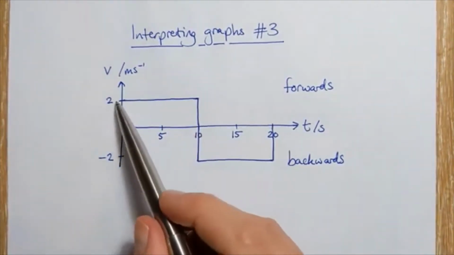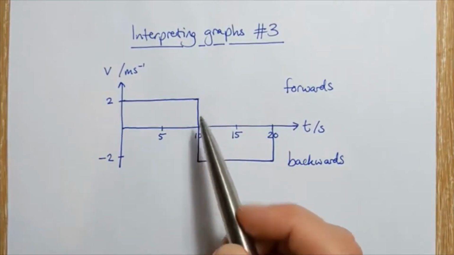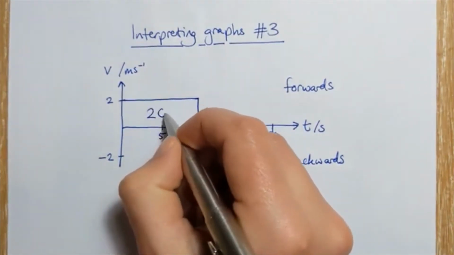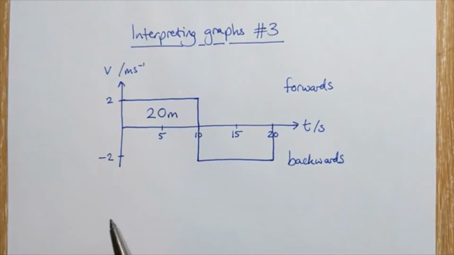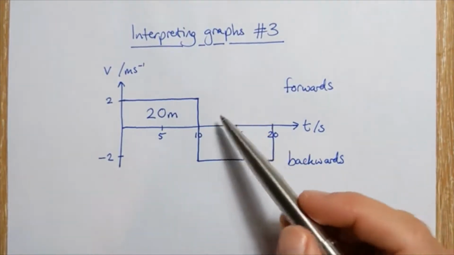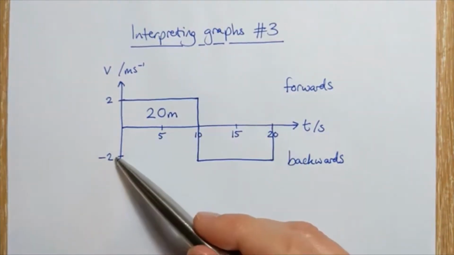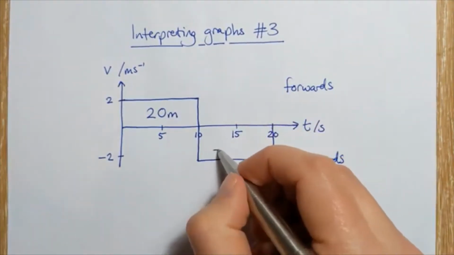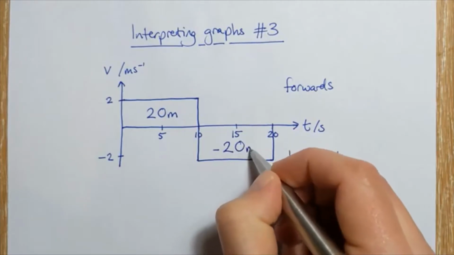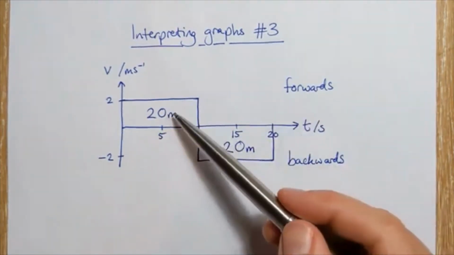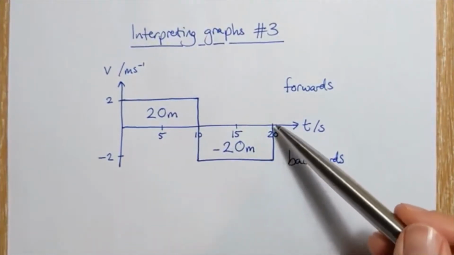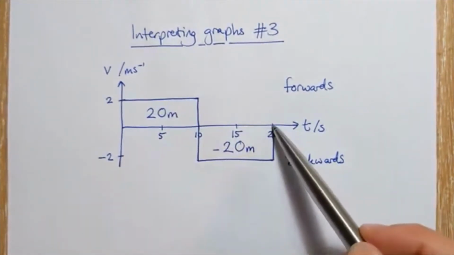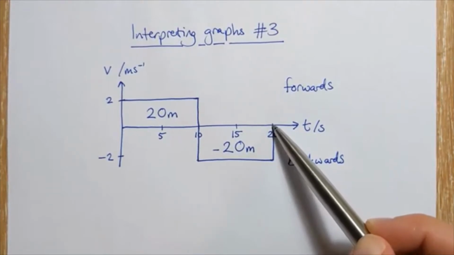Okay, so if I'm doing 2 meters per second forwards for 10 seconds, then I've gone 20 meters forwards. So my displacement for that time is 20 meters. And then if I go minus 2 meters per second for another 10 seconds, my displacement is minus 20 meters, which we know means 20 meters forward and 20 meters backwards. So all together here, at 20 seconds, my total displacement is 0. I'm right back where I started.